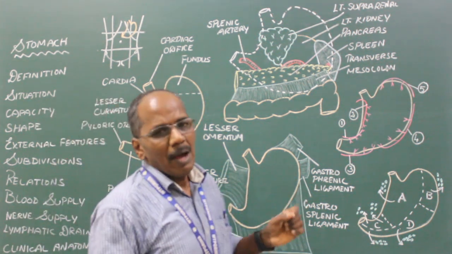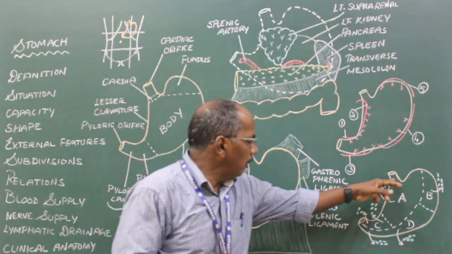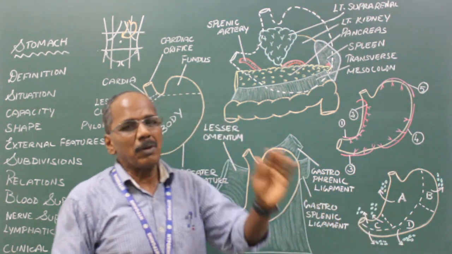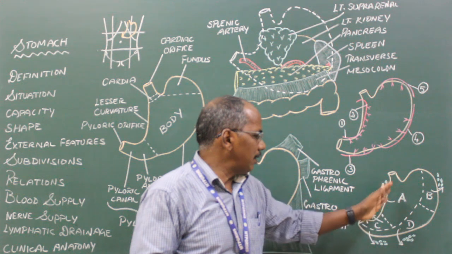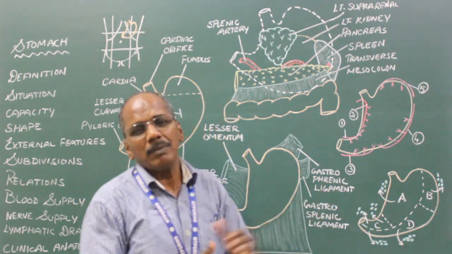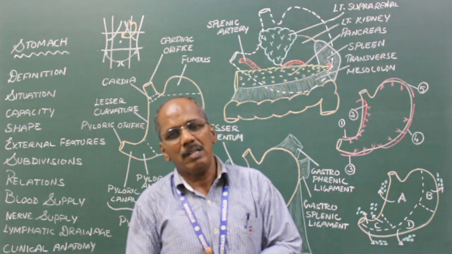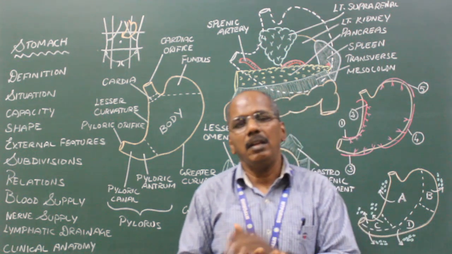Third type, hypersthenic. In this type of stomach, the long limb of the J is more oblique. So the lesser curvature is not affected. So the person with this type of stomach is prone to suffer from duodenal ulcer. So there are 3 types of stomachs clinically.